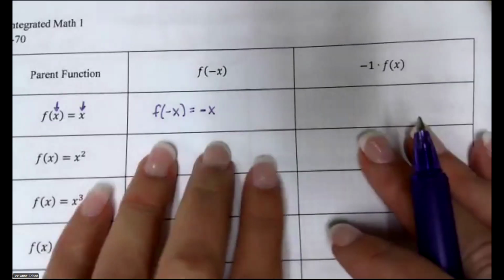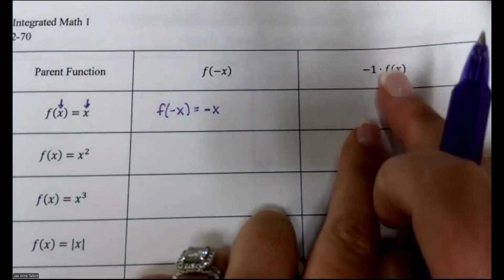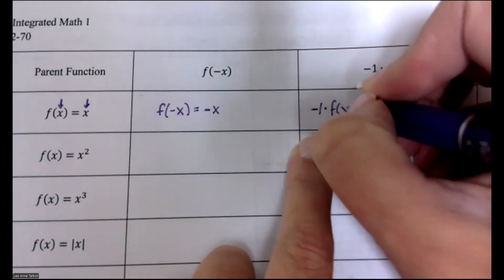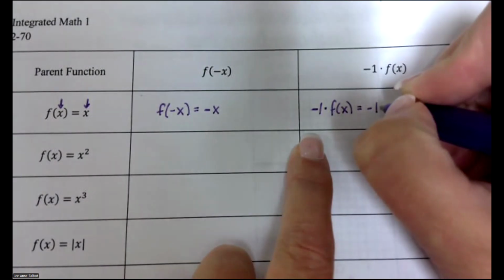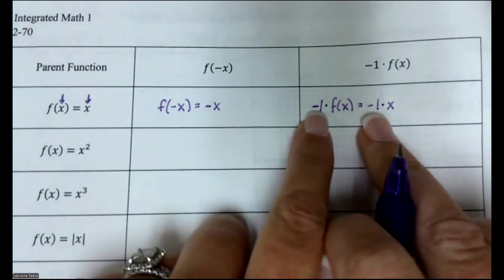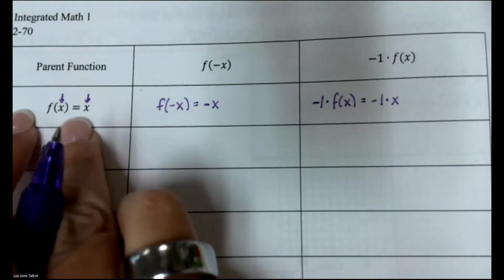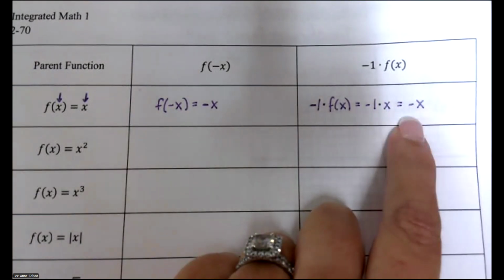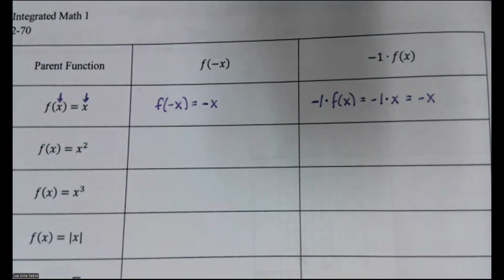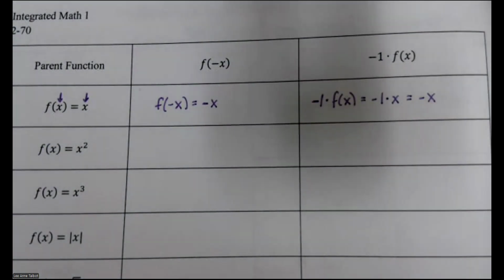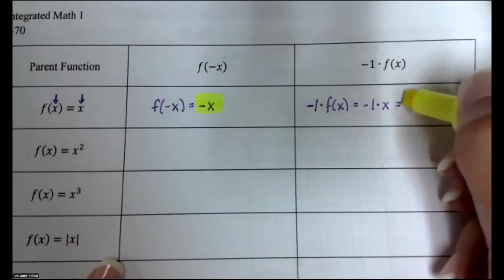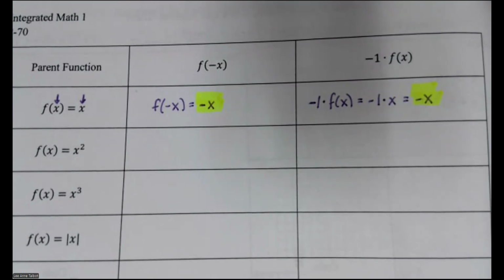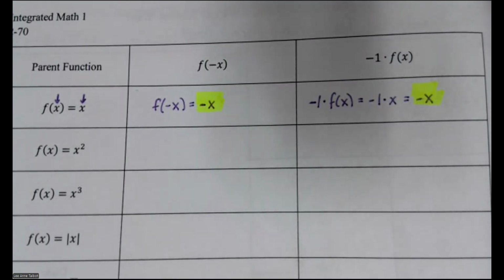Now we're going to do each one separately. In this column, we're going to do -1 times the original. So -1 times x. I'm basically just putting a -1 times in the front of both sides. And what you're looking for is stuff that matches. So I'm going to go to a highlighter and say, all right, this and this match.